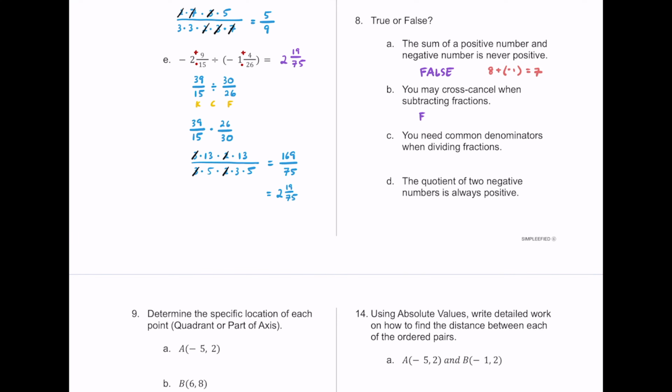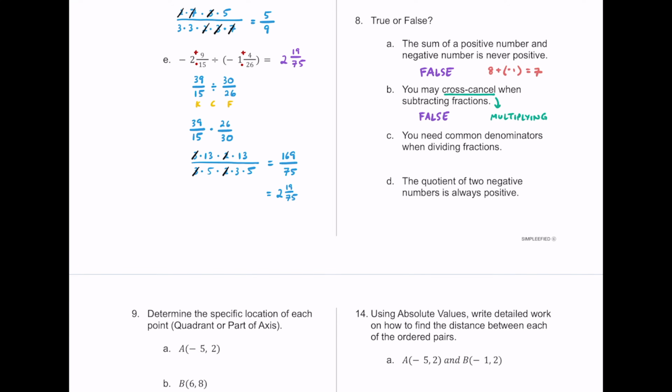For 8b, you may cross-cancel when subtracting fractions. This is false. When you are cross-canceling, that is reserved for multiplication. So when you're thinking about cross-canceling, there's only one type of operation with fractions you can do that, and that is when you are multiplying. Even with division, make sure you keep, change, flip, and turn it into a multiplication problem before you cross-cancel.